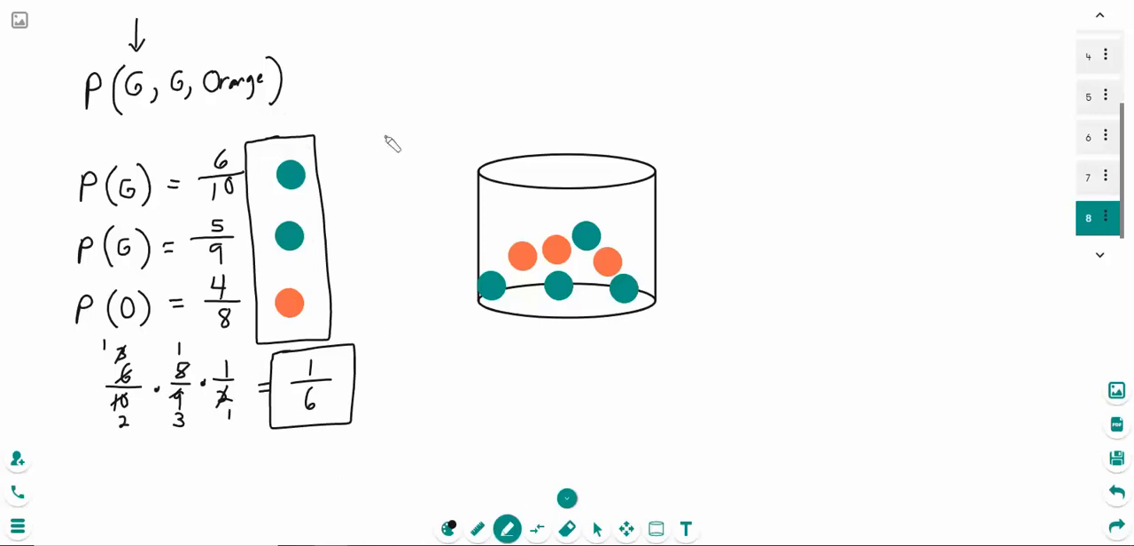Which you might say, if I tried this experiment, these three consecutive draws, if I tried this experiment 6 times, in a perfect world, one of those times I would have gotten a green, green, followed by an orange. Okay? All right. Hopefully that makes sense to you.